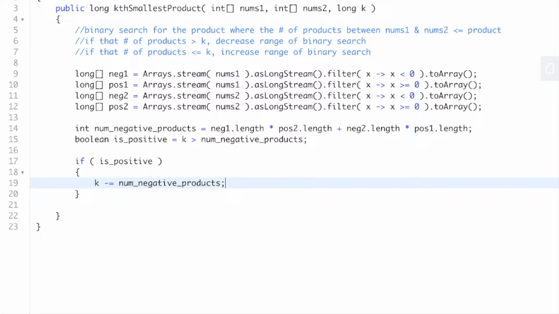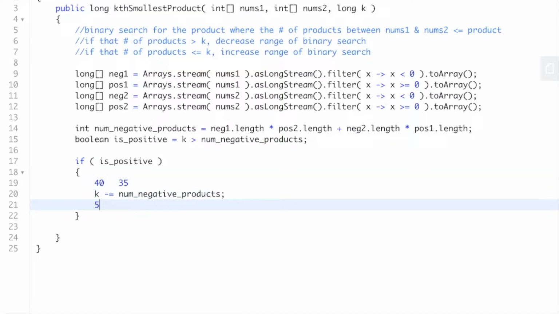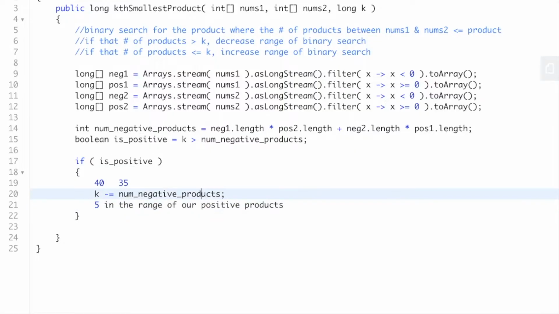So now k, because we subtracted the number of negative products, let's say k is 40 and the number of negative products is 35. Well, our new k is going to be 5, which just means that we're looking for the 5th smallest product in the range of our positive products. So if k was 40 and the number of negative products is 35, then we're just looking for the 5th smallest product in our positive products. Okay, so let's just take that out.